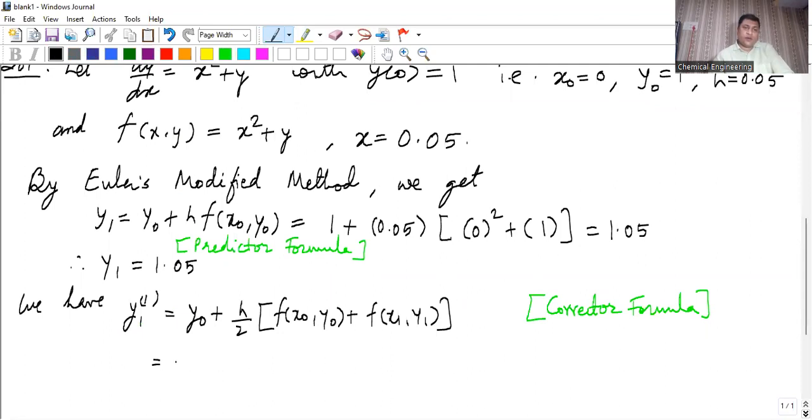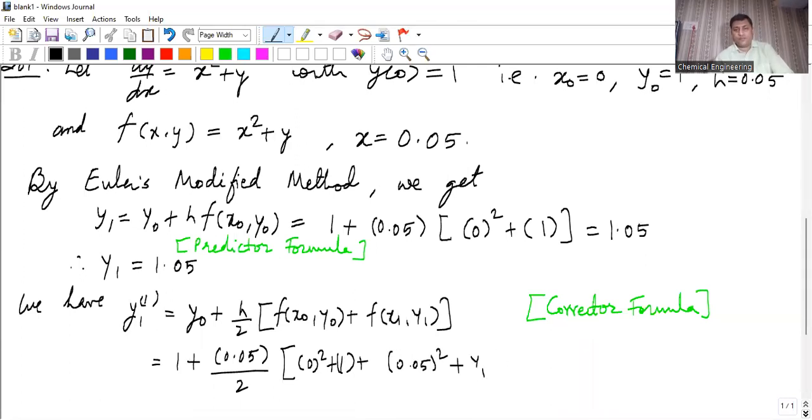So y0 is 1 plus h is 0.05, and this by 2, times f of x0 y0. So f of x0 is 0 square plus 1, and x1 is 0.05, so it will be 0.05 square plus y1. Is that okay? Yes, sir. It will be x1 square plus y1, no?